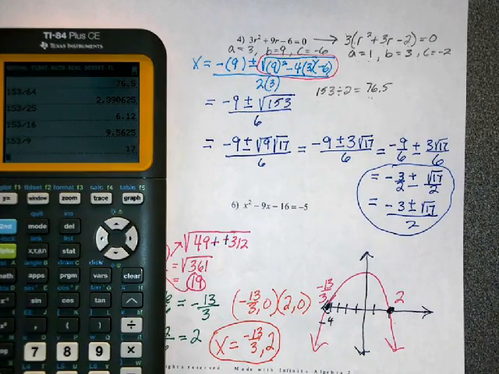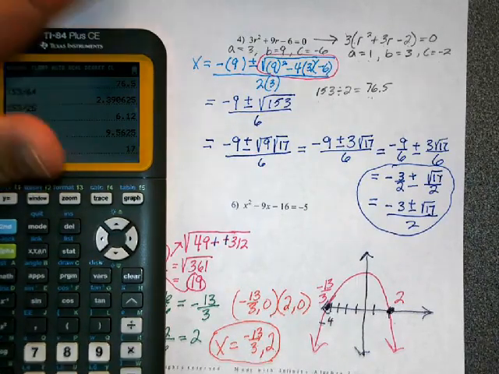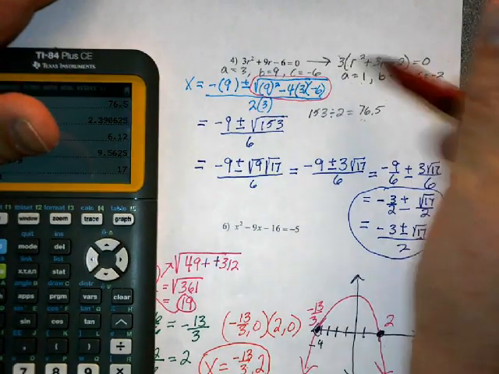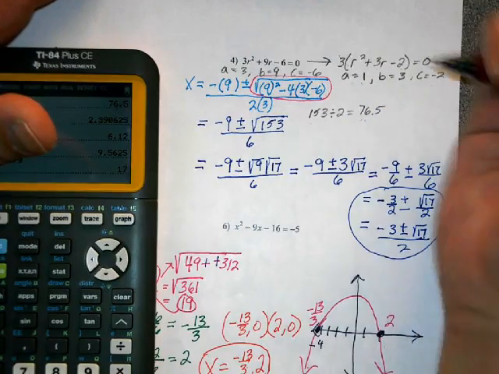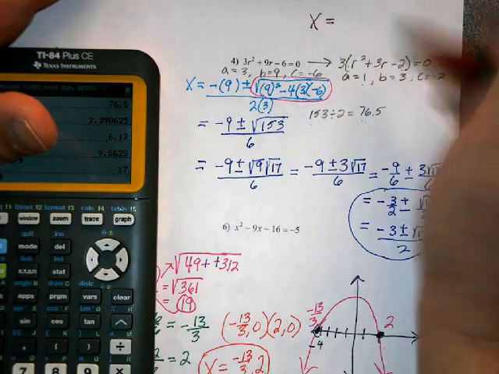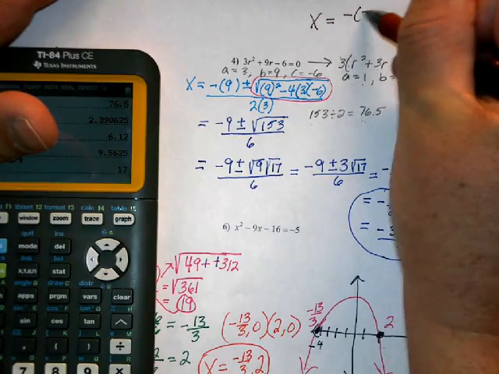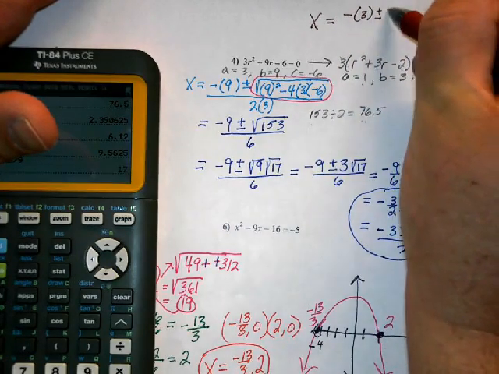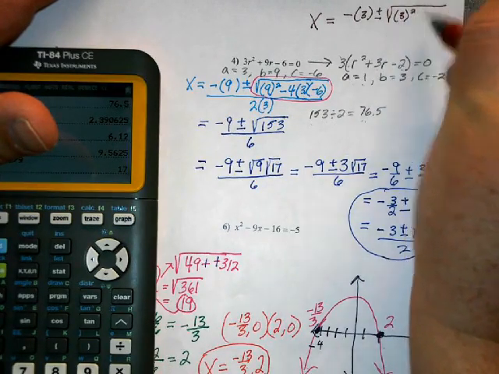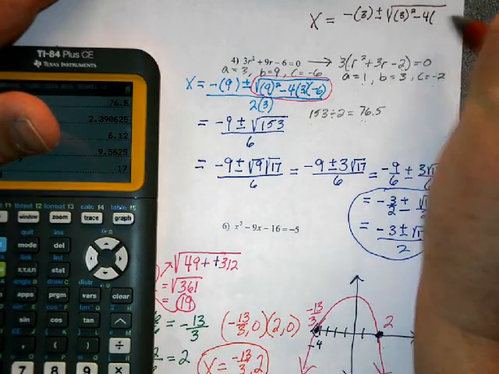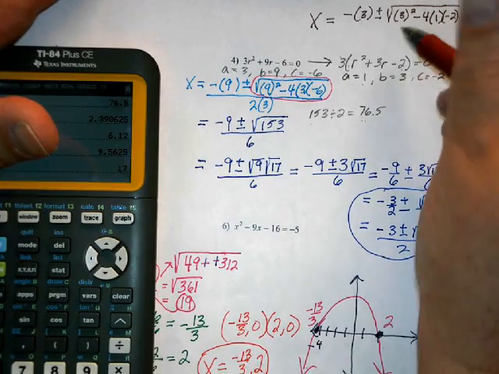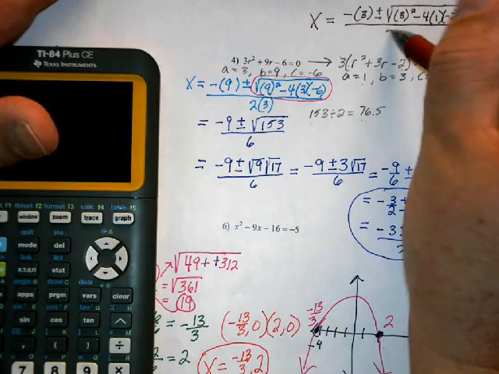Let's do it. So, if I would have taken out that 3 to begin with and used 1, 3, and 2 for my A, B, and C, my x equals negative b, which is negative 3, plus or minus the square root of b squared, 3 squared, minus 4, a is 1, c is negative 2, all over 2 times a, which is 1.